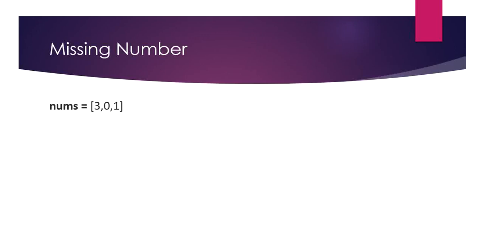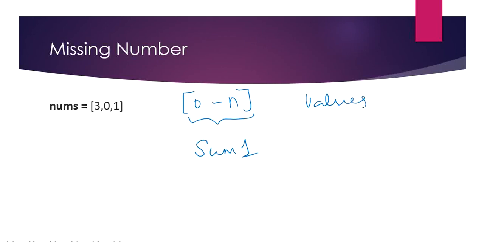The clue given in the problem statement is that the numbers must be from the range 0 to n, and there will be only one number missing from the given range. So if we want to find the number that is missing from a set of numbers, we can use this logic: if 0 to n sums up to, say, sum 1 and the values given in the array sum to sum 2, then the difference between sum 1 and sum 2 is going to give our answer.